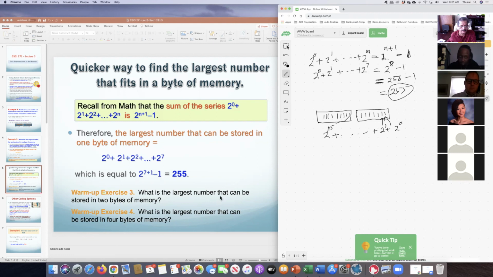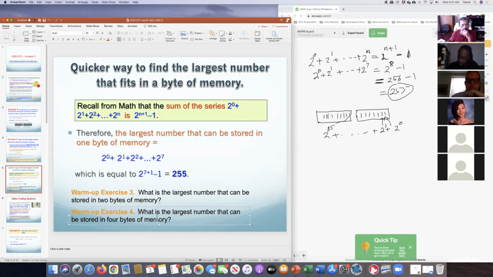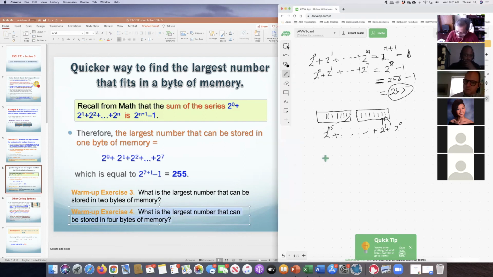What is the largest number that can be stored in 2 bytes? What is the largest number that can be stored in 4 bytes? So let's go over the 4 bytes of memory. The 2 bytes is part of the homework, I'll let you do that. So let's do the 4 bytes.